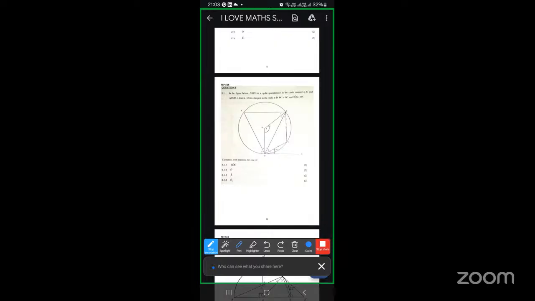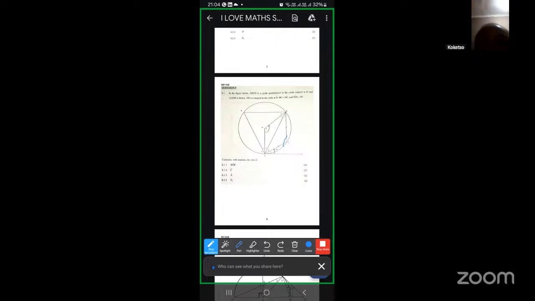So 8.1.1 is saying calculate with reasons the size of BDC, and BDC is this one right here. So how do you think, guys, you're going to get your 3 marks? That's a good mark. How do you guys think you're going to find that angle? Sir, can I try? Yes, you're more than welcome to give it a try.